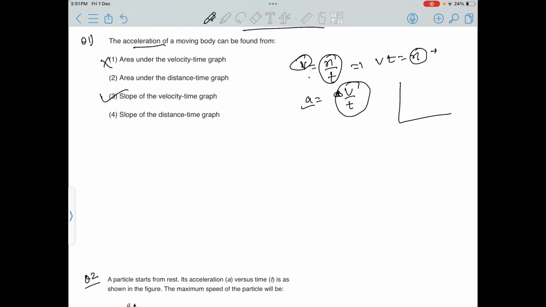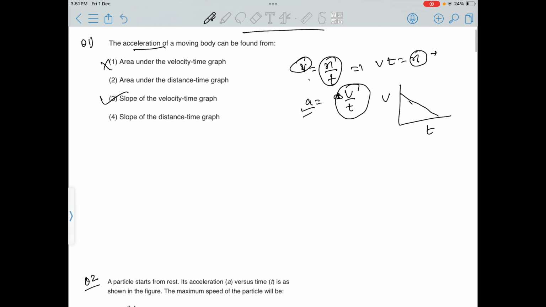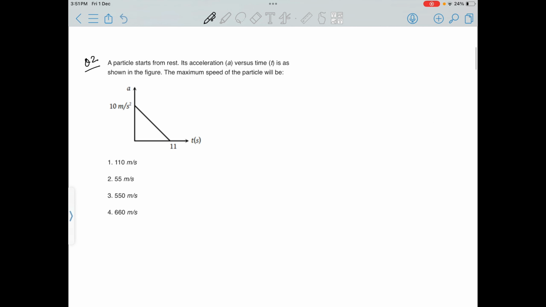Suppose, let me explain this, v by t. So v is this, t. This slope is acceleration. The third option is correct. Let's see the second question.